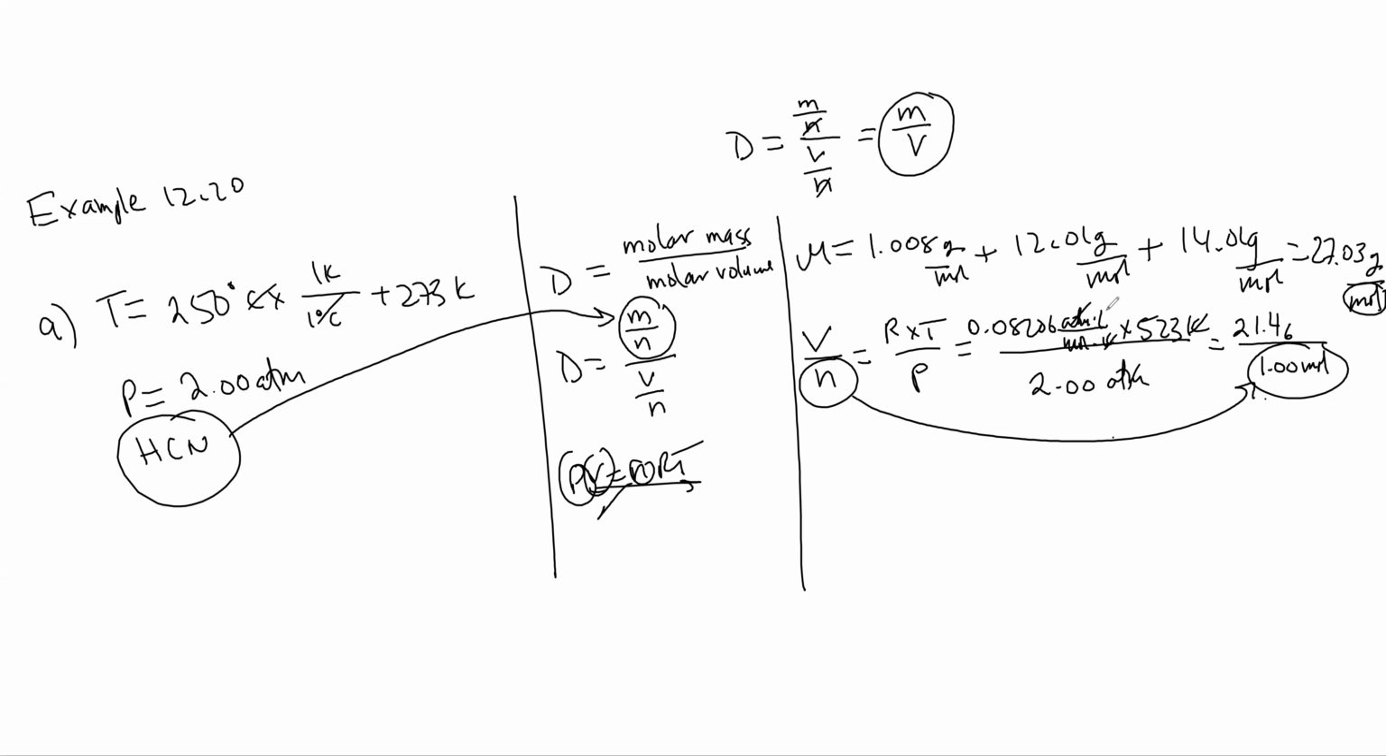Atmosphere cancel out. And so what I got here is liters per mole. That's where you see my unit, per 1 mole, already sitting and waiting here for me. So that will be liters per mole, and you see how the units are nicely transferred right here. And again, I could just say 21.46 liters per mole.